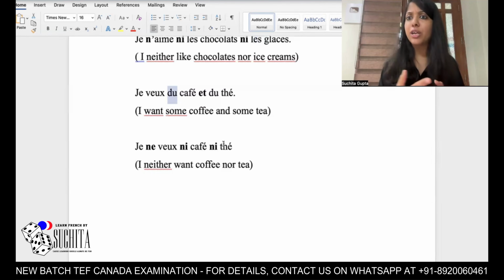Had it been any other negation, let's say ne jamais, ne plus, ne pas encore, ne personne, the rule was that you change your indefinite and partitive articles into de. Whereas in this negation, the rule says that you do not write your indefinite and partitive articles at all. And that's the reason I have avoided the article completely. Je ne veux ni café ni thé. I neither want coffee nor tea.